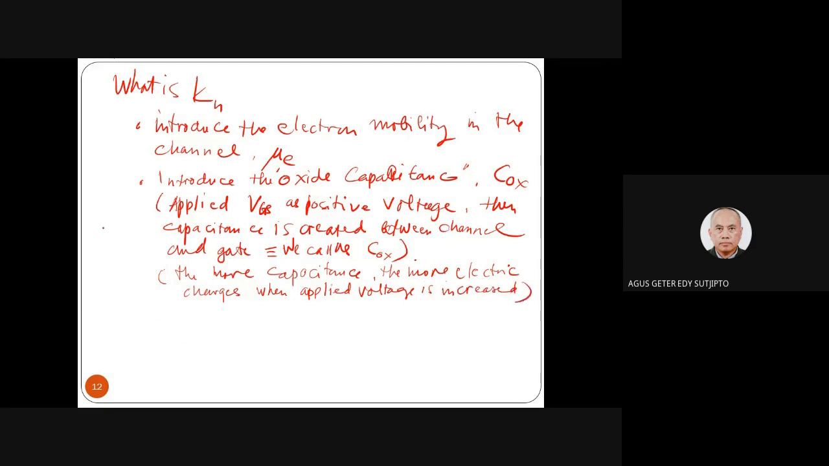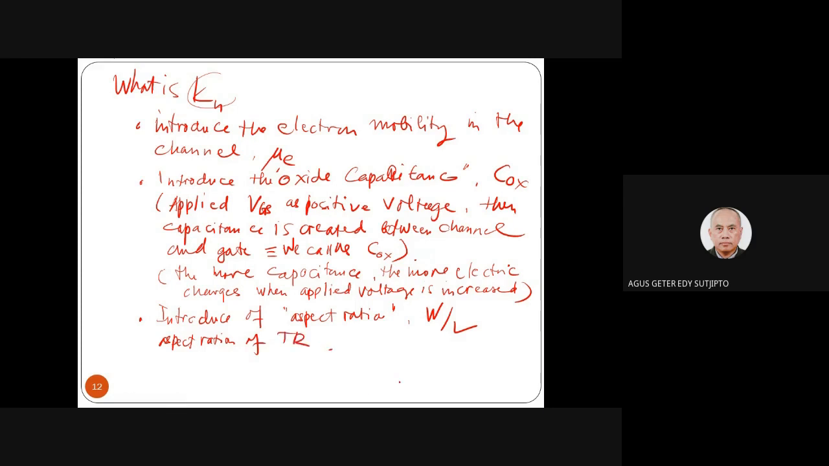The third factor in the creation of Kn is the introduction of geometry, or what we call the aspect ratio, between W and L. So we call W over L the aspect ratio of a transistor.